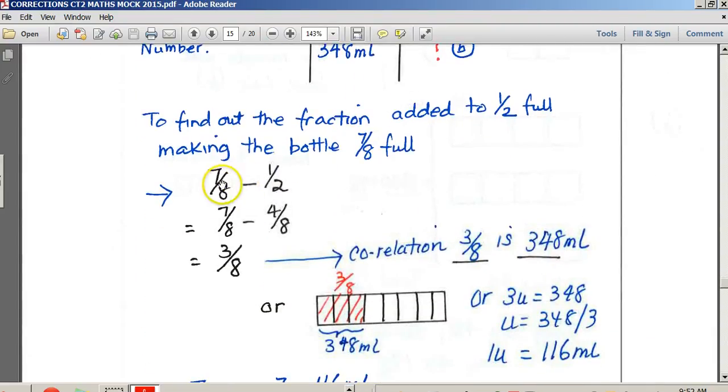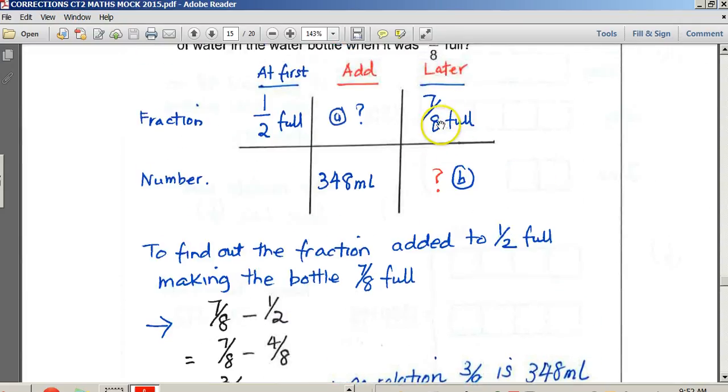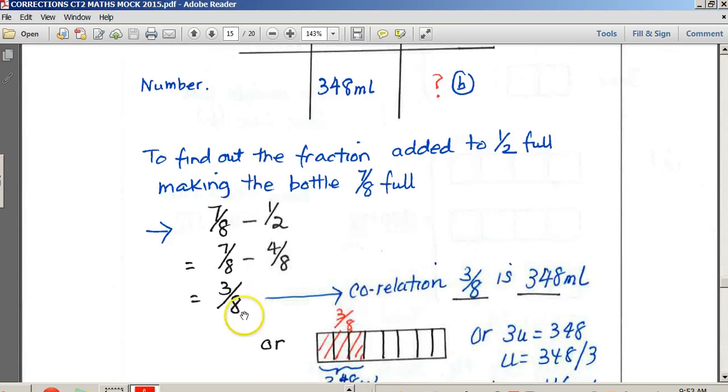Okay, 7/8 takes away half first. Take a look here. 7/8 minus half should give you this fraction, and you equate this fraction to this. Now, first work out 3/8. 3/4 of 8 is the same as 3/8 of the portion. See, 3/8 is the same as 3/4 of 8.